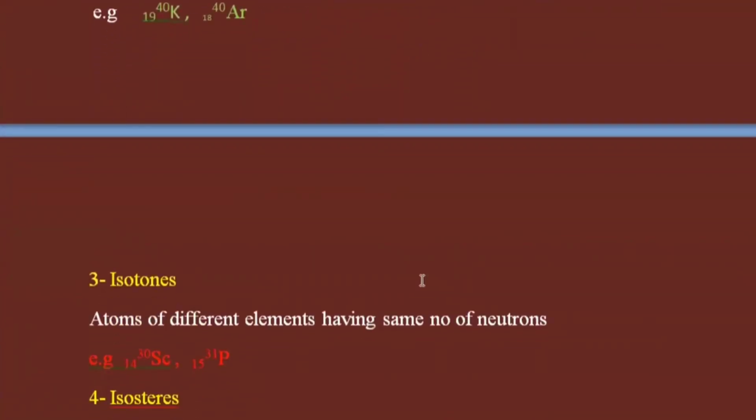Our next term is isotones. Isotones are the atoms of different elements, means ki humne different element leni hai, jin mein having the same number of neutrons, jinka neutron number same hoga. For example, scandium and phosphorus. These are two different elements. When you count the number of neutrons, scandium 46, 30 minus 14, 16. And when you take phosphorus, 31 minus 15, 16 neutrons. Both are from different elements and the number of neutrons in both is 16. So they are isotones of each other.